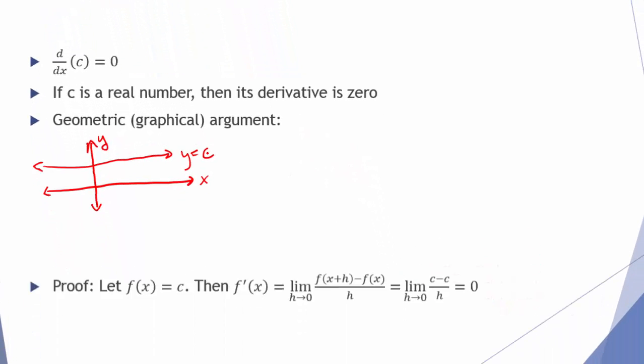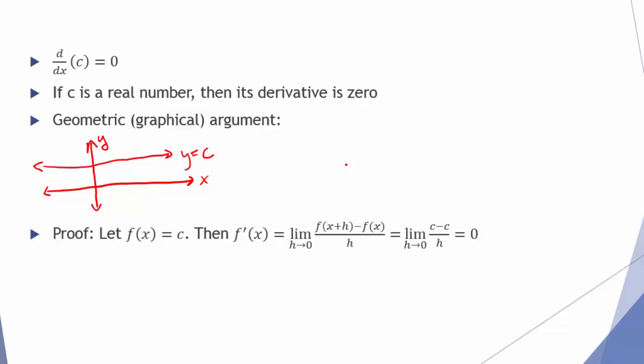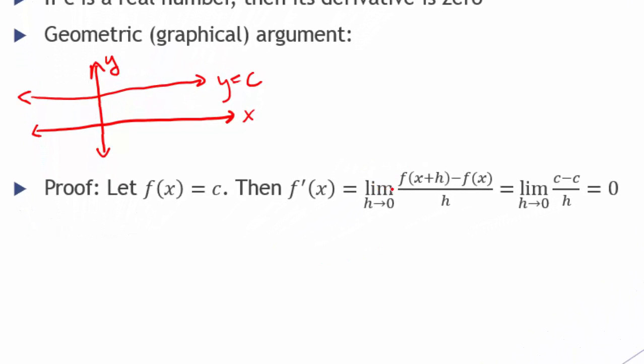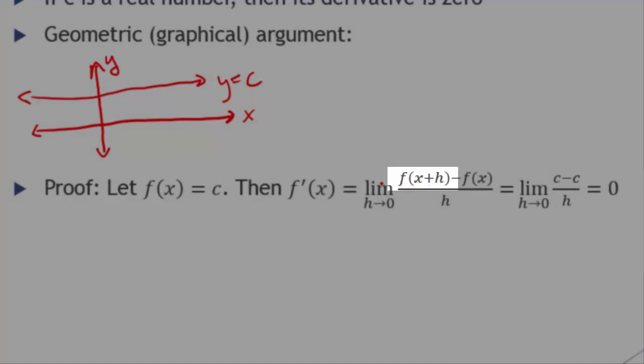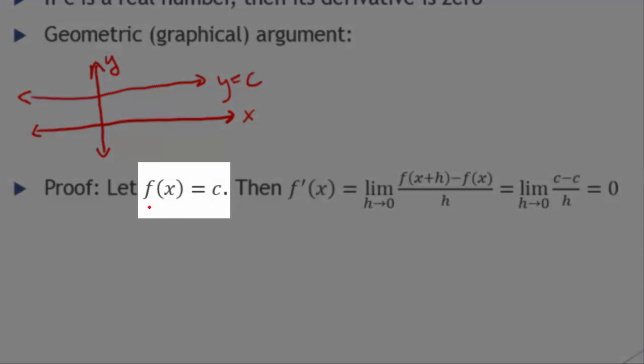There's a much more rigorous argument for it. So here's the mathematical proof of it. If you let f of x equal c, and again, you can tell c is a constant because we have said f of x. That indicates that x is my variable. So there is no x on this side. It's a constant function. Then the derivative of f at x, here's your limit definition that we've been discussing, is the limit as h approaches 0 of f of x plus h minus f of x all over h.